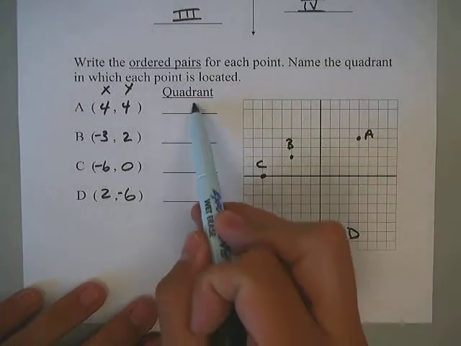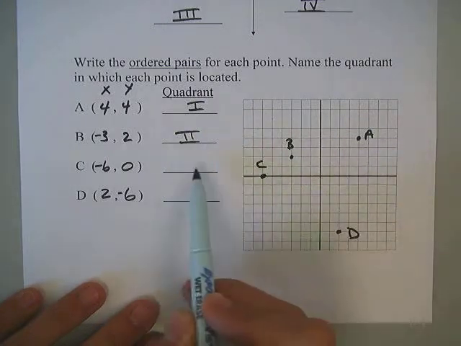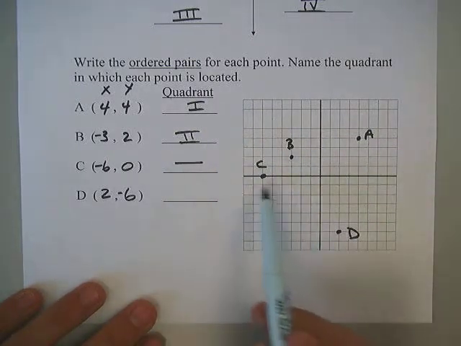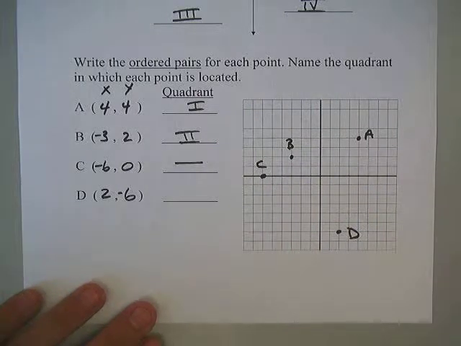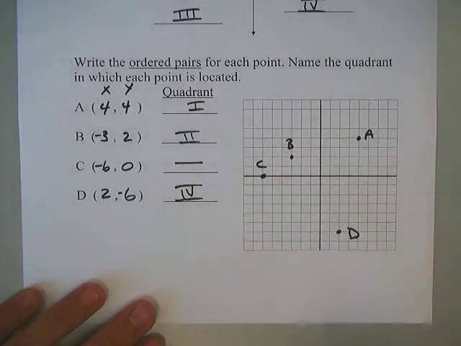Now let's go through quickly here. What are the quadrants? A would be in quadrant 1. B would be in quadrant 2. C isn't in quadrant 1 because it's on this line. So if it's on an axis, it's not in a quadrant. And D would be in quadrant 4.